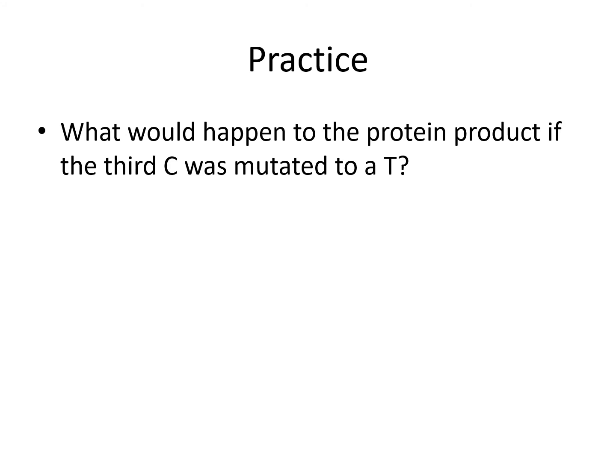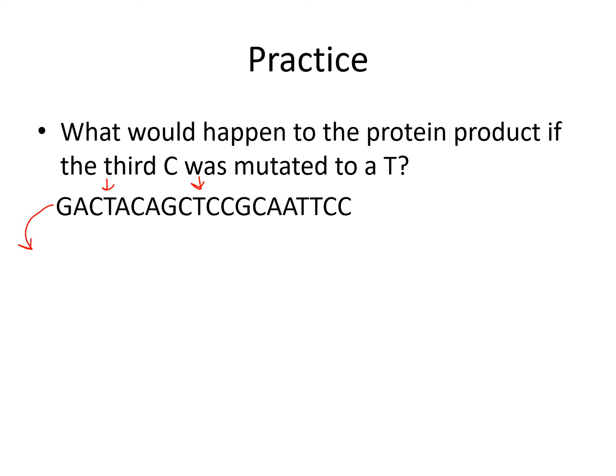So now I have some practice problems for you in terms of gene expression and mutation. A question could be, what would happen to the protein product if the third C was mutated to a T? And that refers to this sequence. So the first thing you will have to do is perform gene expression to see what the normal protein is. And again, you can determine that this is DNA because it has thymine in it. So the first thing that you would have to do is transcribe this into RNA.